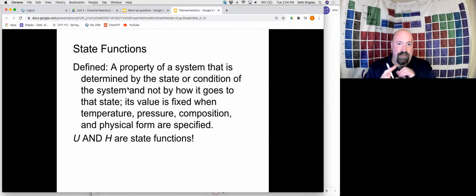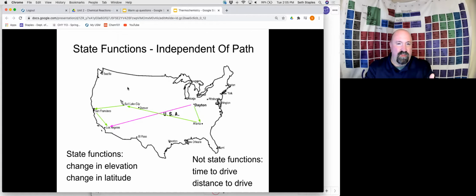Now, the official definition of a state function is that it's the property of a system that is determined by the state or condition of the system and not how it gets to that state. So in other words, enthalpy, or a state function in general, is some sort of property that is going to be the same regardless of how you get to it. This is a little bit different, but the same sort of idea.